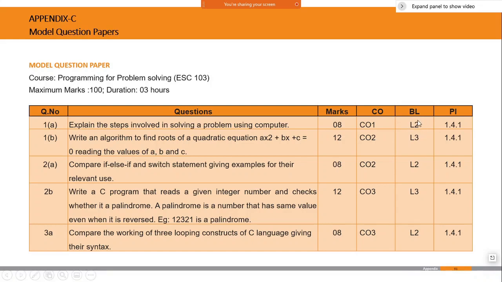L1, L2 comes out here. Then it is connected to the CO. It has 8 marks. What performance indicator is it going to connect with? That is 1.4.1. It means the 4th competency level, first indicator, like this. In the same way, you can look at the rest of the questions and connect them with the COs and POs and everything.